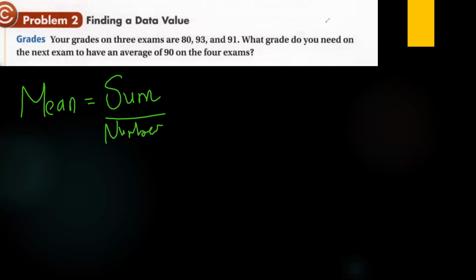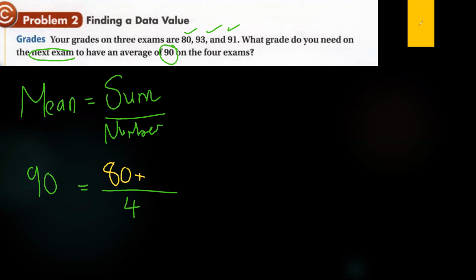In order to find the missing number, we know that the mean is the summation of the data over the number of them. So the mean here is given, it's 90. And the number of quizzes, you have 1, 2, 3, and you want to do the next one. So how many quizzes do we have now? 4. Bravo. We did 3, and we are going to do the last one. So we have 80 plus 93, the second quiz, plus the third quiz, which is 91, and plus the fourth quiz, but we don't know its mark, so we write it as X.